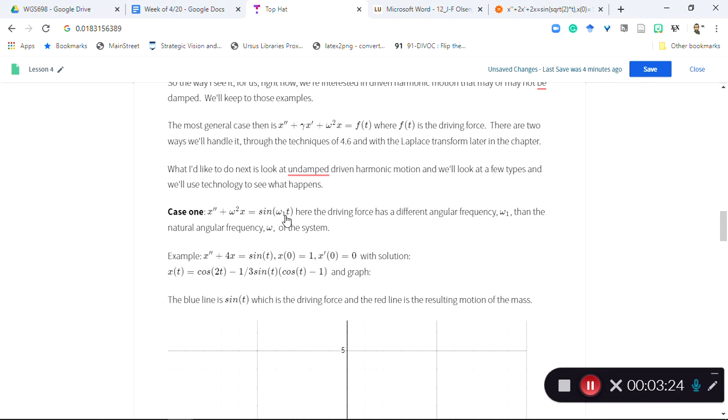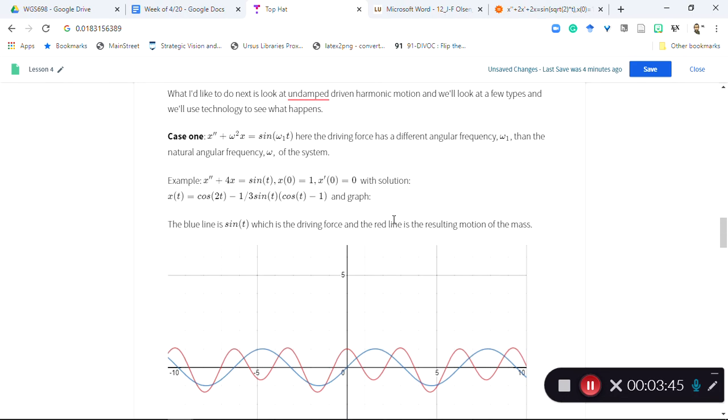Now, why the difference? Well, case 1 is we're going to drive the system at a frequency that's different than the frequency of the system. So there's some force acting on this system, or some voltage source, if you're thinking of circuits, that's operating on a different frequency than the natural frequency of that system.